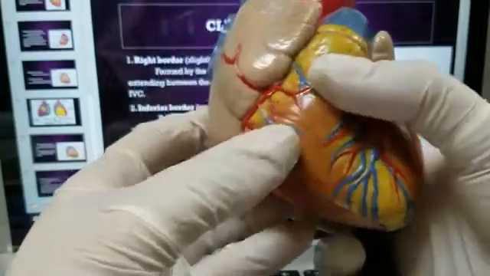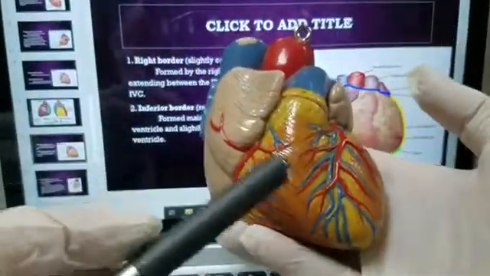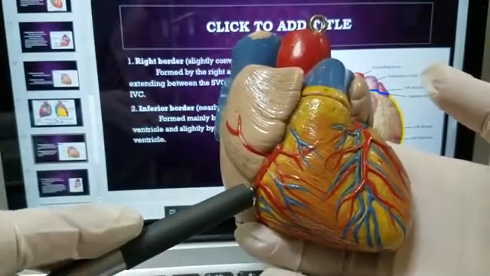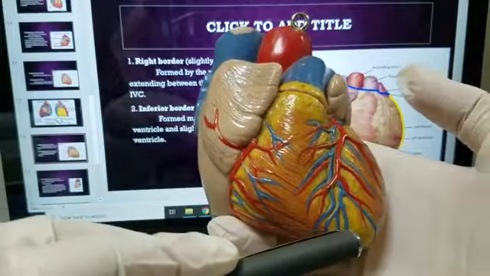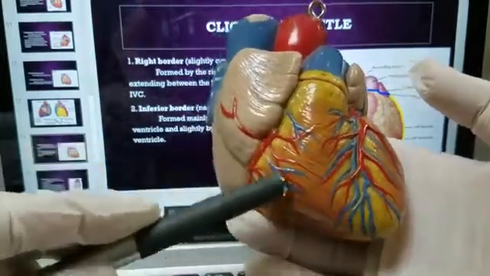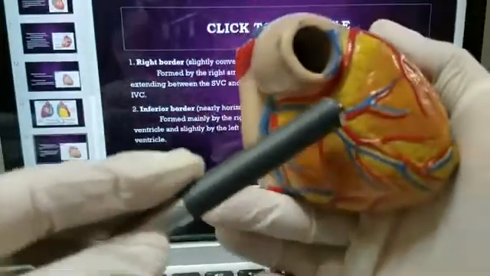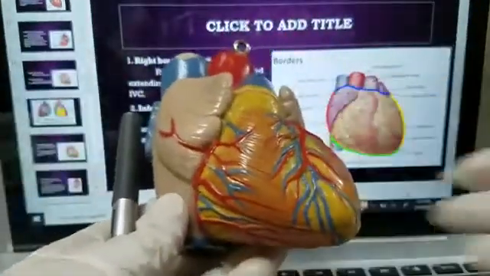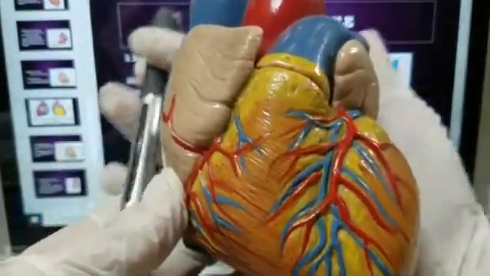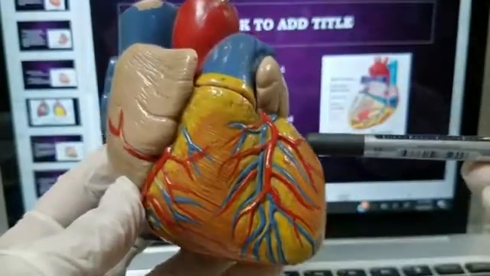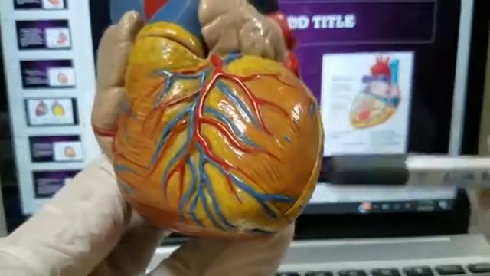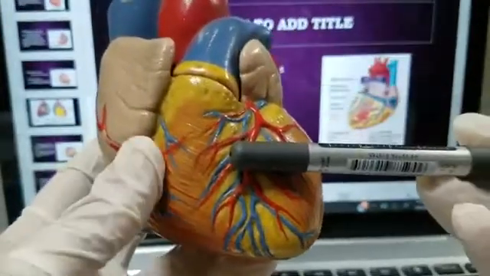Then there is the inferior border. The inferior border is this one. It is almost horizontal. This border is formed mainly by the right ventricle and a little part of the left ventricle. It separates the anterior surface from the inferior surface of the heart, or the diaphragmatic surface of the heart. The left border is nearly vertical and is formed by the left ventricle and the left auricle. This is going to separate the left surface from the anterior surface.